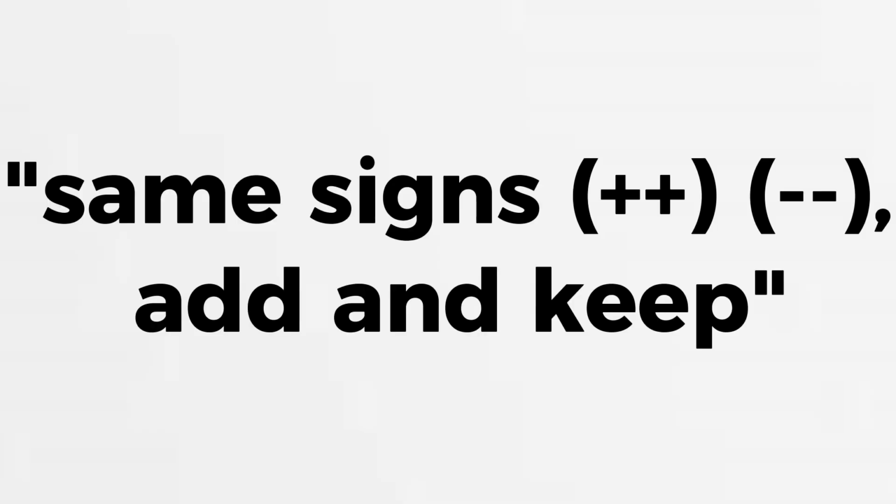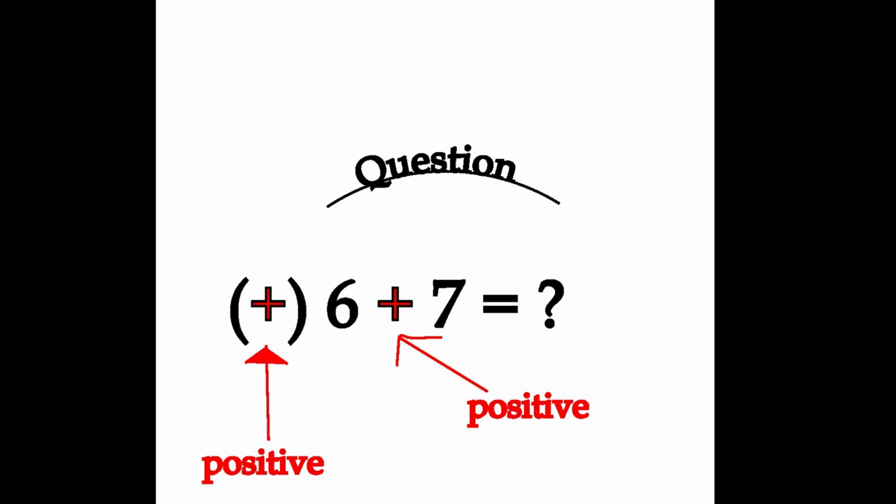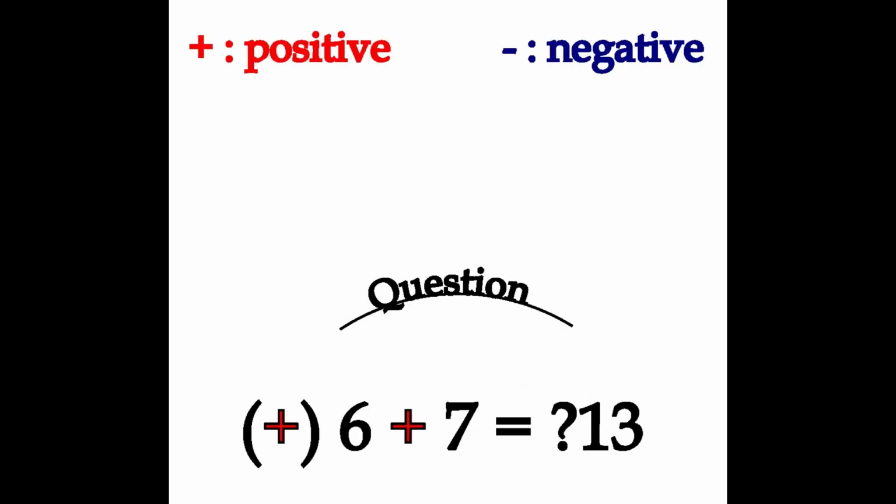Now, what do the lyrics mean? When the numbers in a question are the same sign, add the numbers as you usually would, and your answer will also have that same sign. 6 plus 7, both 6 and 7 are positive, so you add 6 and 7 to get 13. Then leave 13 as positive because both 6 and 7 were positive.